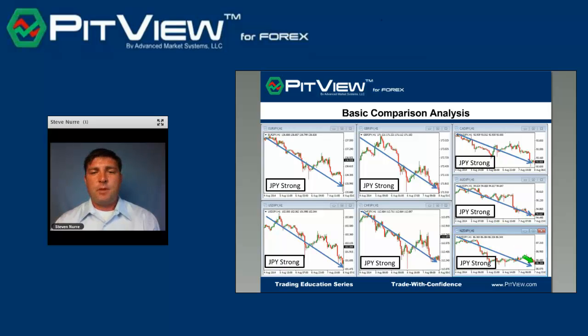So what Group View is going to do for us is exactly what we just talked about. Even though we know the yen is strong, it's going to measure which currency pairs it's strongest against and which ones it's weakest against. So it's just going to take a closer snapshot.